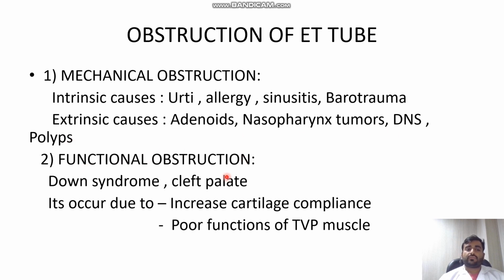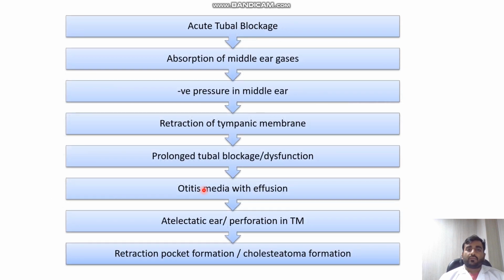Functional obstruction occurs due to increased cartilage compliance, poor resistance, and poor function of the tensor veli palatini muscle tone. These occur in Down syndrome, cleft palate, or submucosal cleft palate. Now we are discussing it briefly. First, if there is acute tubal obstruction, there is absorption of the middle ear gases, so negative middle ear pressure is created. So there is retraction of the tympanic membrane, and prolonged tubal blockage and dysfunction.